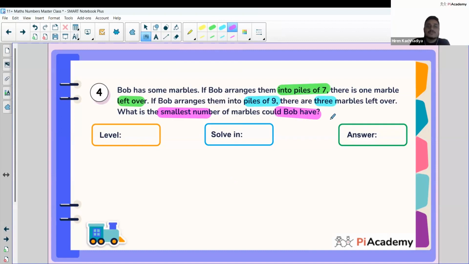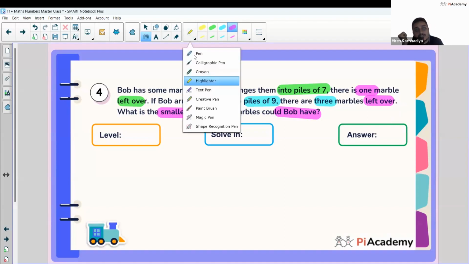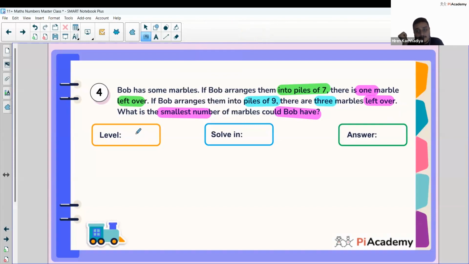Yes, everyone. If he is arranging in piles of 7, then he is left with 1 marble, okay? And if he is arranging in piles of 9, then he is left with 3 marbles, okay? So you have to figure out the smallest number of marbles Bob could have. Everyone, I'm considering this question medium, and I'm providing 2 minutes to all of you. Your time starts now. Please do this question.